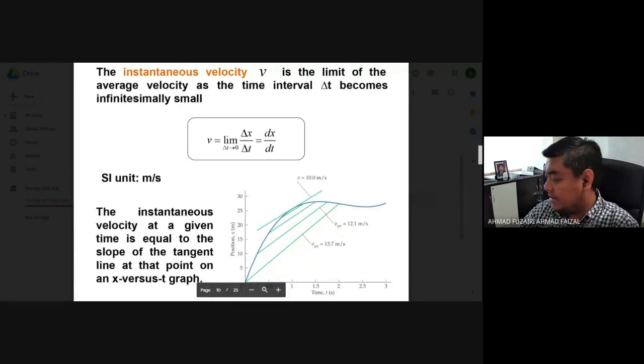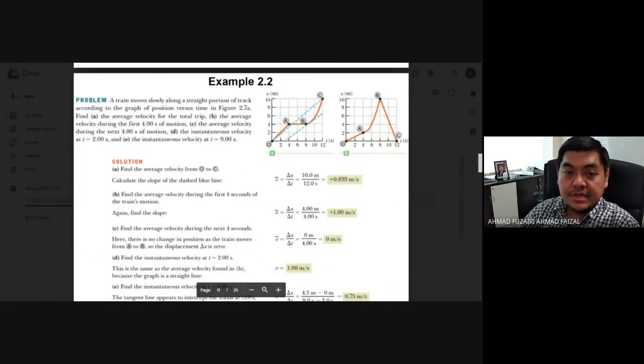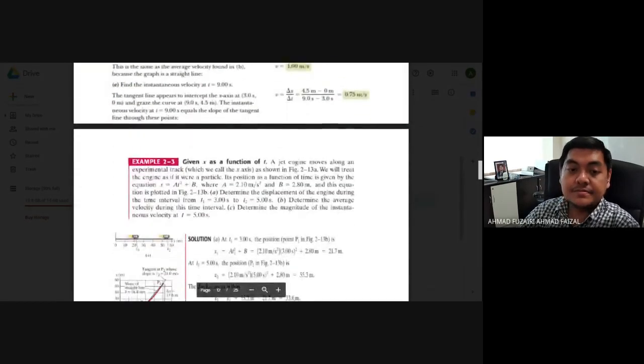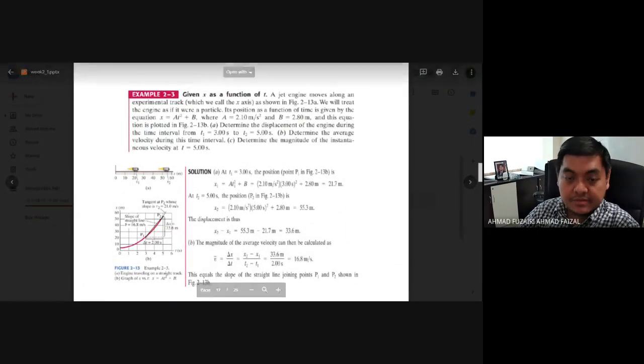And this is what we call instantaneous velocity. What does it mean? What is the difference between instantaneous and average velocity? This is the example using a train that we already discussed about the average velocity together with the instantaneous velocity. So you can always refer to this kind of example in order to understand. This is one example that involves the instantaneous velocity, but uses an equation.